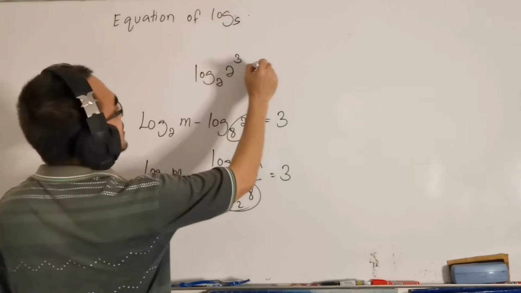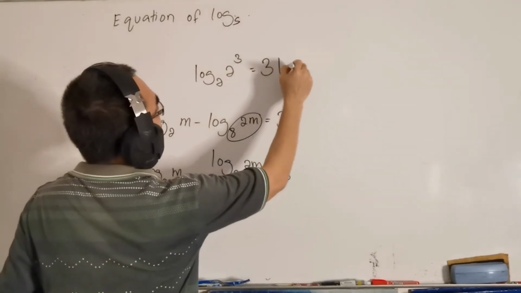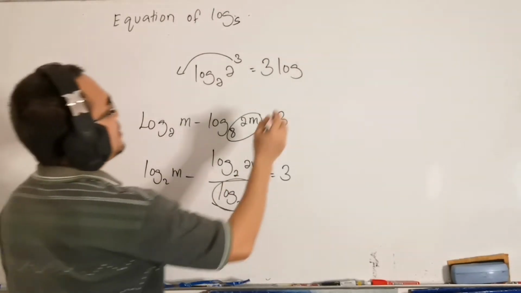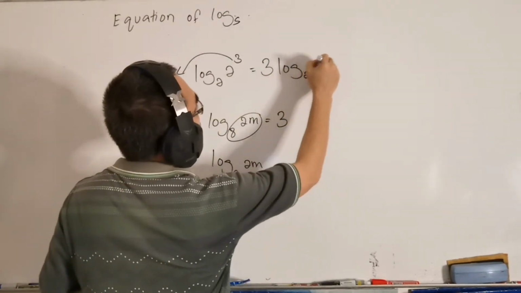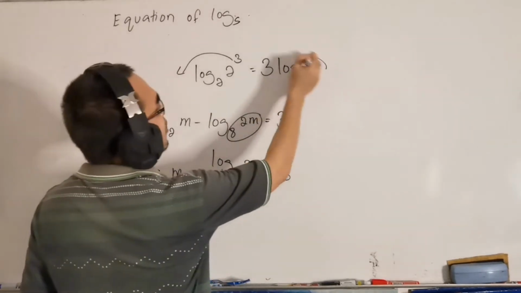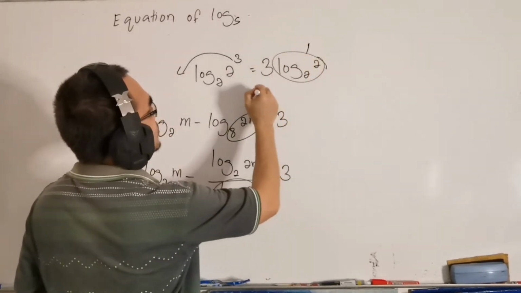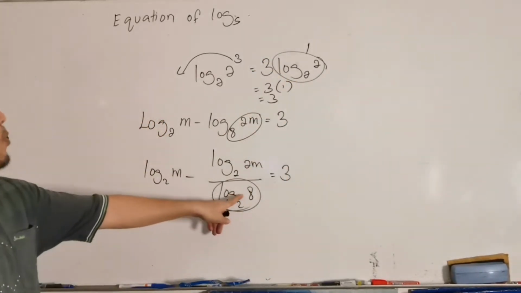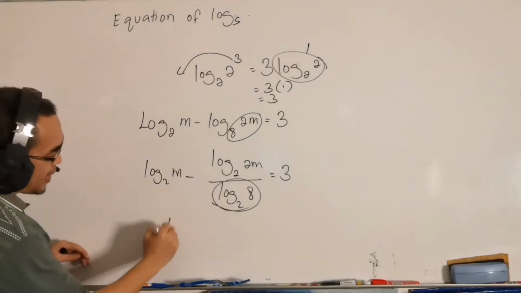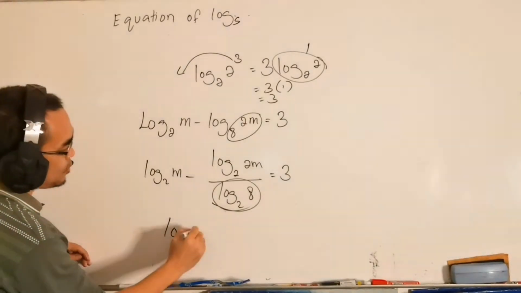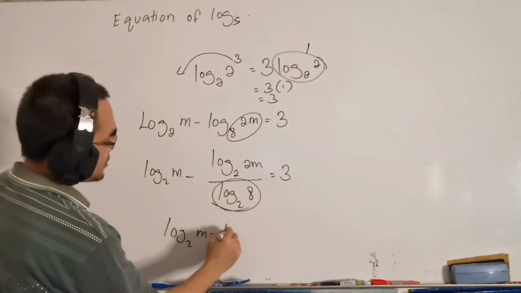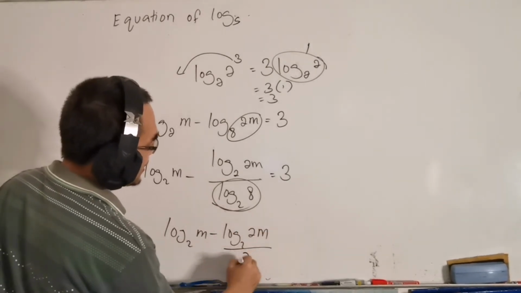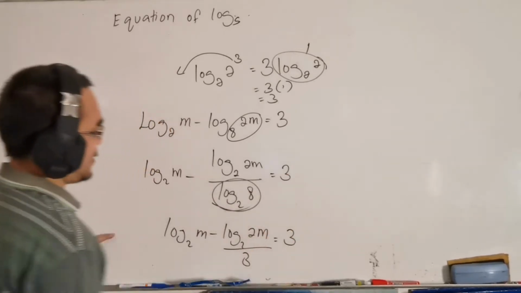Then using the rules of log, you bring the 3 to the front, it becomes 3 log 2 2. The value of log 2 2 is 1, so it's 3 times 1 equals 3. So the value here will be 3. Now we have log 2m minus log 2m over 3 equals 3.